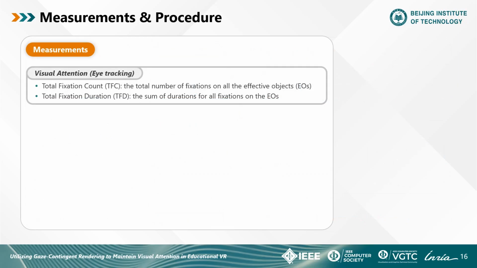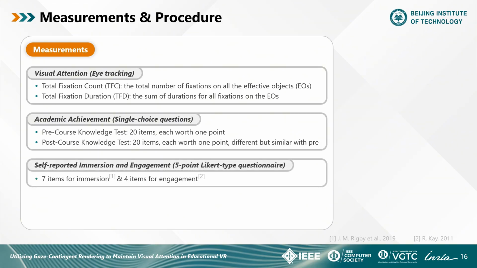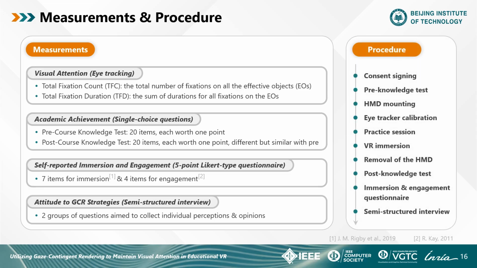We measured a few key things. First, visual attention. We measured the total fixation count and duration on the learning-related objects. Then, we measured academic achievement through pre- and post-test scores. For immersion and engagement, we used Likert scale surveys to get feedback. Finally, we gathered insights on attitudes through semi-structured interviews. The procedure included calibration, VR immersion, and post-session assessments.